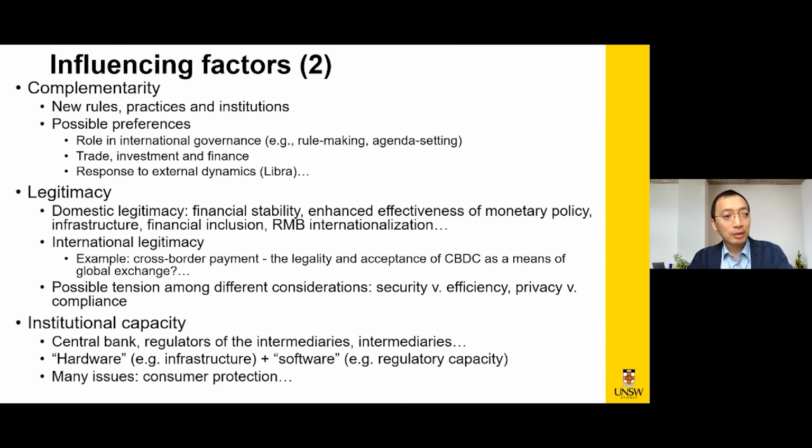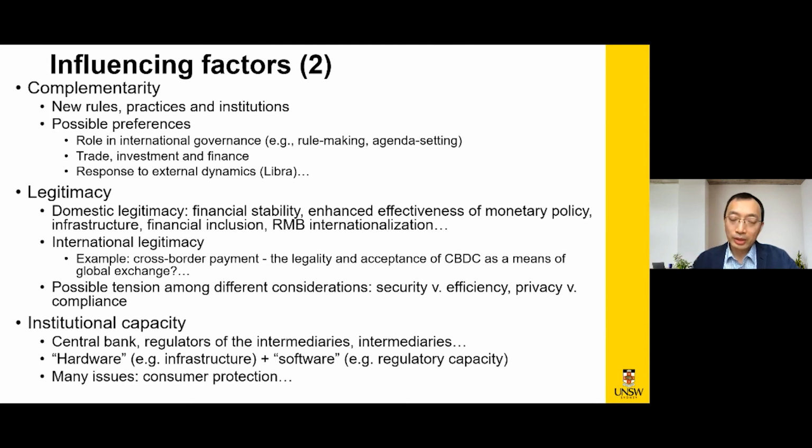And the final factor is institutional capacity. That involves the capacity of central banks, the regulators, and the intermediaries, like commercial banks and telecommunication operators. It actually involves both hardware and infrastructure, but also software, like regulatory capacity.